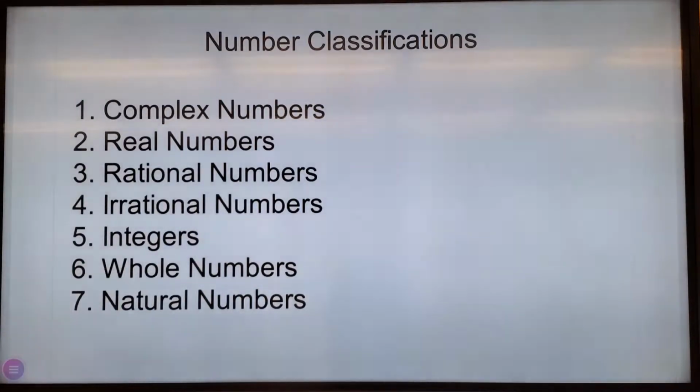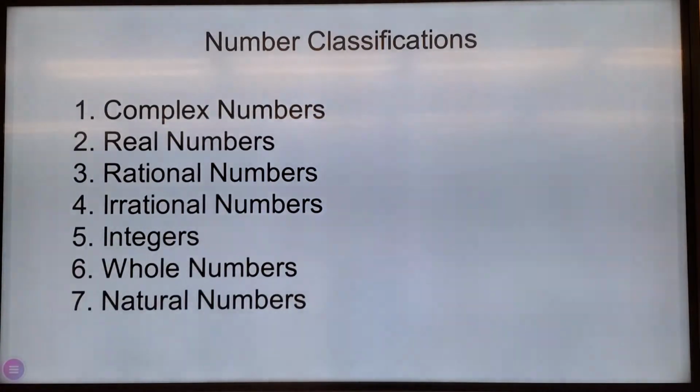Things like natural numbers. Natural numbers are the counting numbers. Notice they are at the very bottom there. Going up from natural numbers, we have whole numbers. From whole numbers, we go to integers. From integers, we go to irrational and then rational numbers, and then real numbers and complex numbers.